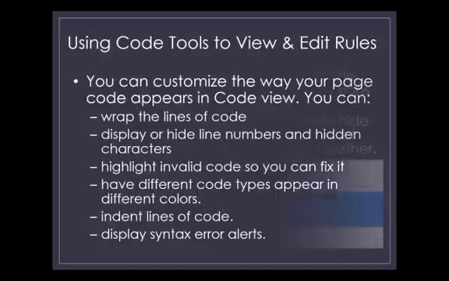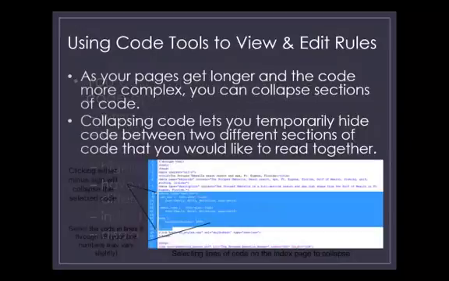As your pages get longer and the code more complex, it is helpful to collapse sections of your code, much as you can collapse and expand panels, folders, and styles. Collapsing code lets you temporarily hide the code between two different sections of code that you would like to read together. To collapse the selected lines of code, you can click the minus sign or the triangle next to the line number. You can also use the Collapse Full Tag or the Collapse Selection buttons on the coding toolbar. This will allow you to look at two different sections of code that are not adjacent to each other.